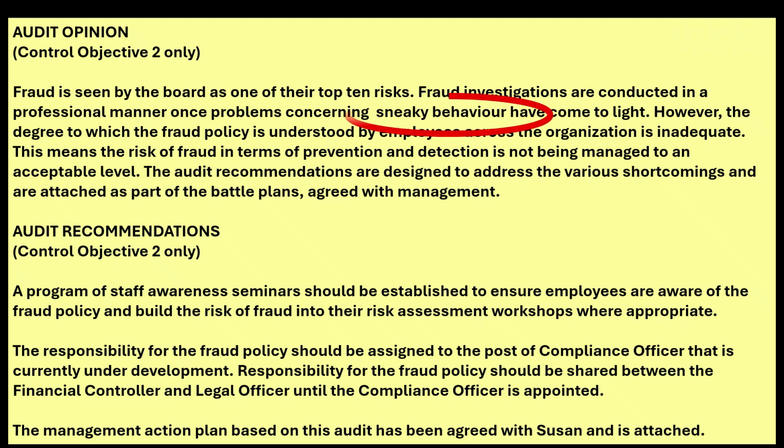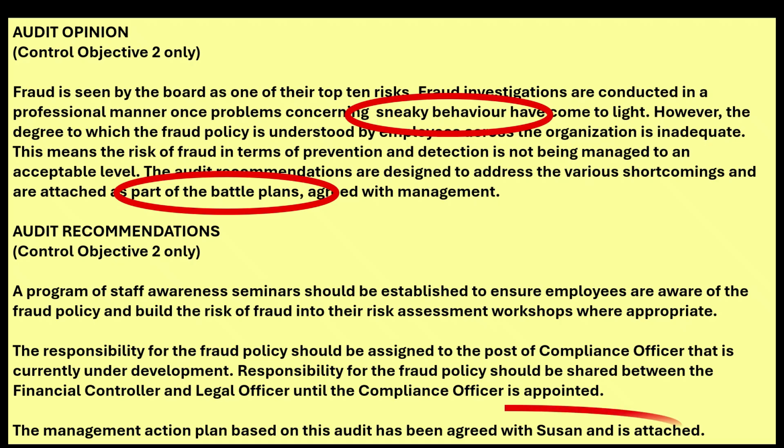Problems concerning sneaky behavior sounds unprofessional. It could be rephrased as problems concerning irregularity. The term battle plans sounds confrontational. Action plan is the correct term.